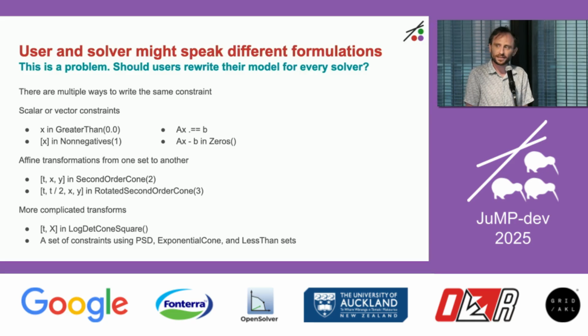There are also things like second order cone and rotated second order cone that are affine transformations of each other. So if a solver supports a second order cone it can support a rotated second-order cone by some affine transformation, but the user and the solver would have to agree on which one that they were both going to use. And then there are other ones that are kind of much more complicated transformations that maybe have to introduce new intermediate variables and constraints. But there is some mapping between, say, a log det cone and a bunch of PSD cones.